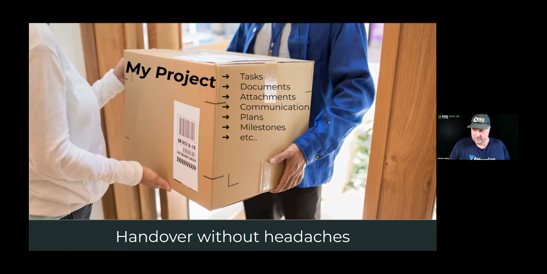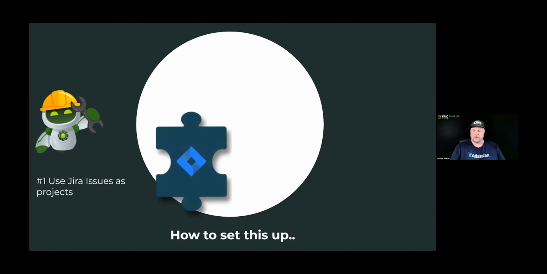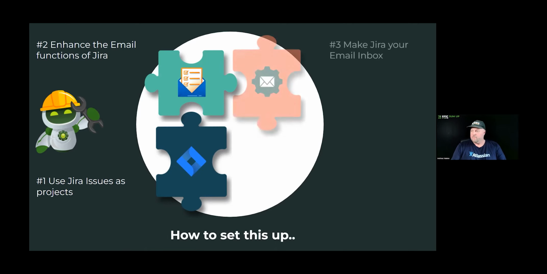Okay, for now, how do you set this up? This is some kind of a small blueprint. How do you set this up in your Jira? First of all, you should use Jira issues as projects, as they have a life cycle, and you can do all this automation stuff as I explained before. The second thing is you should enhance the email functions of your Jira. You can do this with plugins like Jetty or GemH, or maybe there are some others. If someone knows another good tool to do that, I'm happy to get your response.